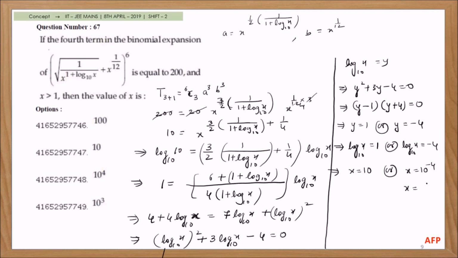So 10 raised to minus 4 is nothing but 1 divided by 10 to the 4, which is less than 1. But x value is greater than 1. So x is equal to 10 you are getting. So option 2 it follows.